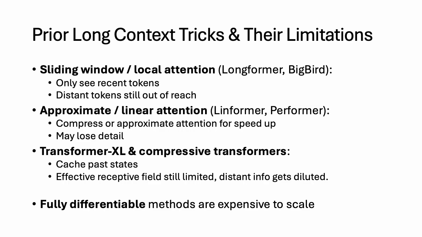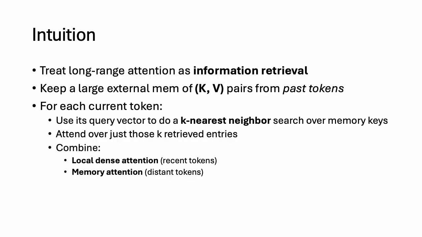Another method was the Transformer XL method, where we keep a cache of the previous chunk. However, the issue with that is we're only just doubling the receptive field, and so if there's any information from many tokens ago, we still lose that. And so most of these methods are also fully differentiable methods, so they're very expensive to scale as it takes quadratic time.